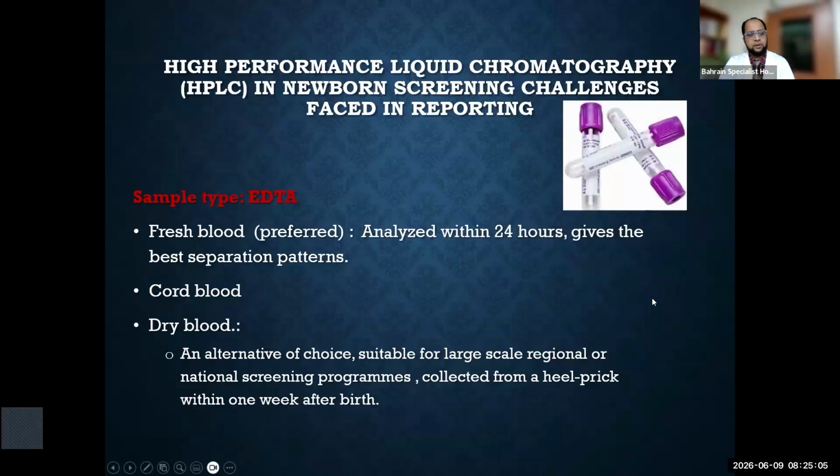What is the sample required? It is EDTA, the routine sample that we use for CBC. Fresh blood is preferred, and analysis done within 24 hours gives the best results. In addition, cord blood and dry blood can also be used.